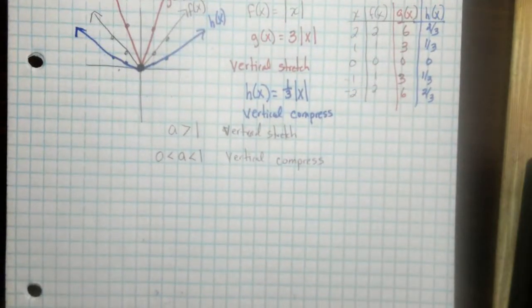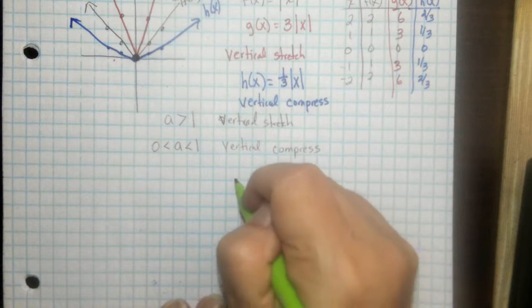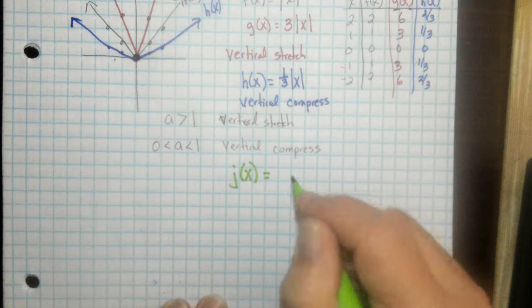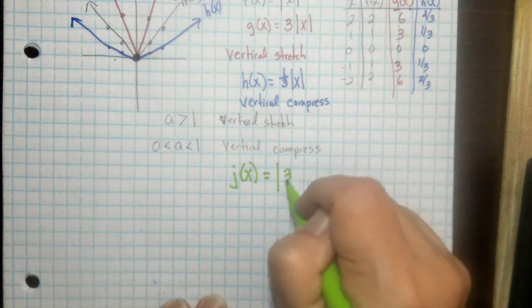All right, now let's look at two other transformations. Let's suppose I had j of x. Let's say j of x is the absolute value of 3x.